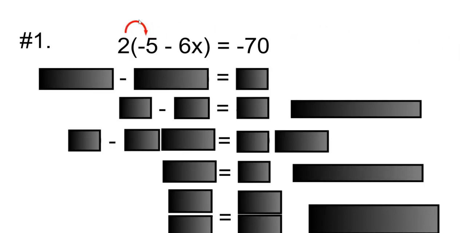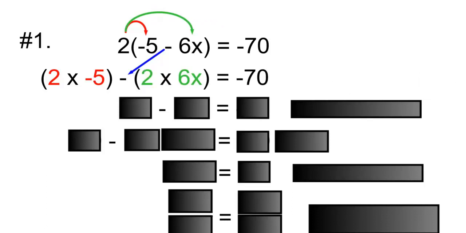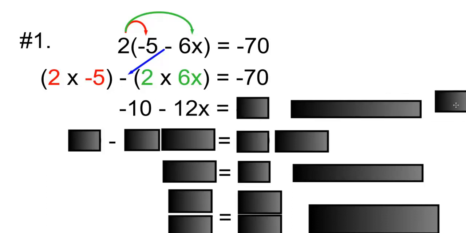Using distributive property, we can remove the brackets. 2 times negative 5, minus 2 times 6x, equals negative 70. 2 times negative 5 is negative 10, minus 2 times 6x is 12x, and that equals negative 70.